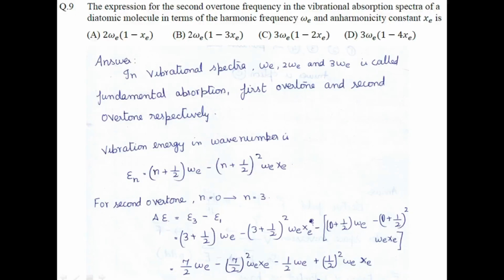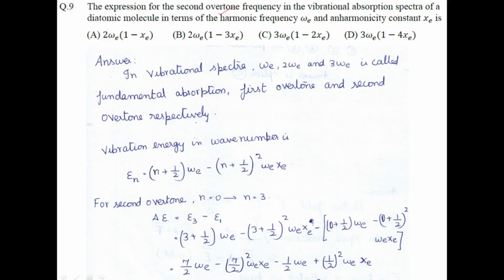Question: the expression for the second overtone frequency in the vibrational absorption spectra of a diatomic molecule in terms of harmonic frequency and anharmonic constant is. So in this question they have asked us to find the second overtone frequency. In vibrational spectroscopy, the vibrational energy in terms of wave number is given by E equal to (n plus half) omega e minus (n plus half) whole square omega e xc.